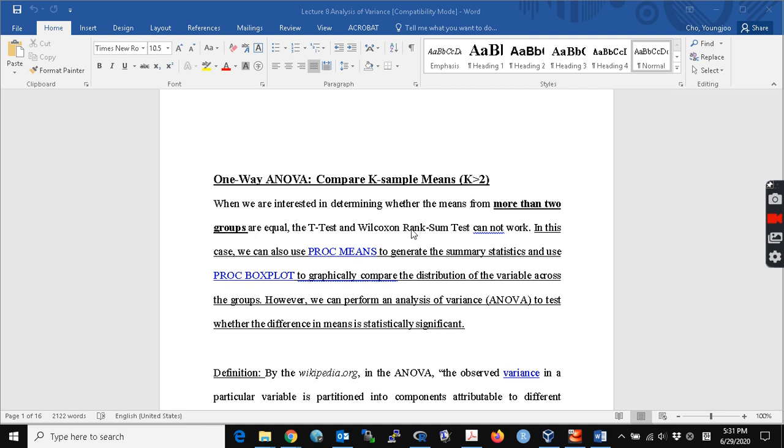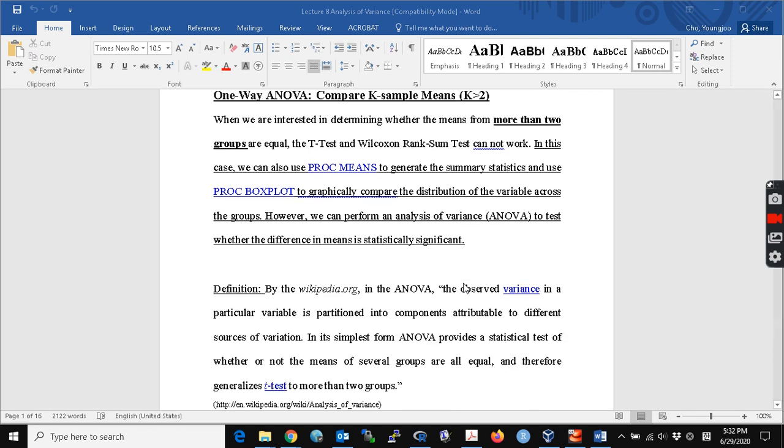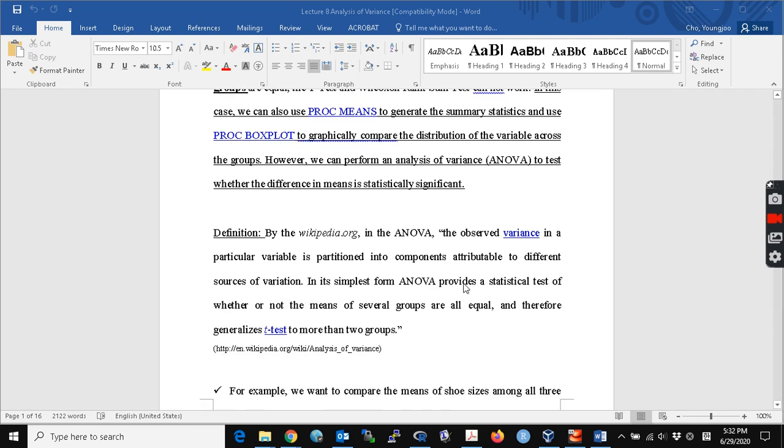So here, when we have more than two groups, we still have one factor, and it has more than two levels. Then in that case, the t-test and Wilcoxon rank sum test do not work. So in this case, we can use the analysis of variance to test whether the differences in means are statistically significant.